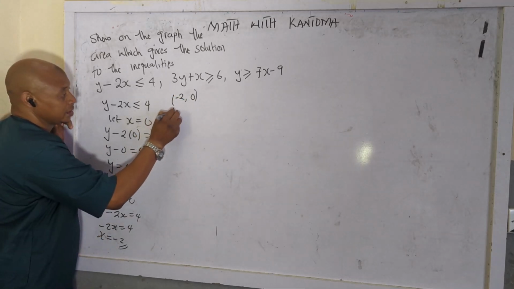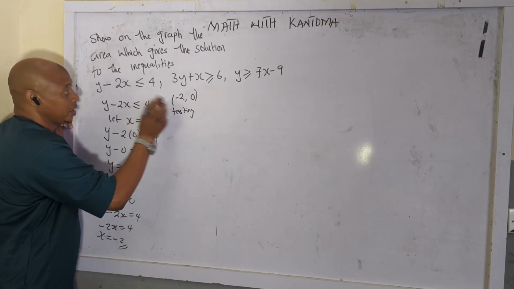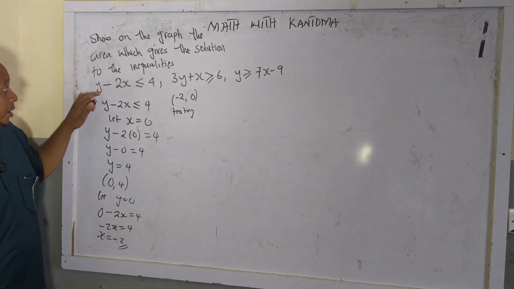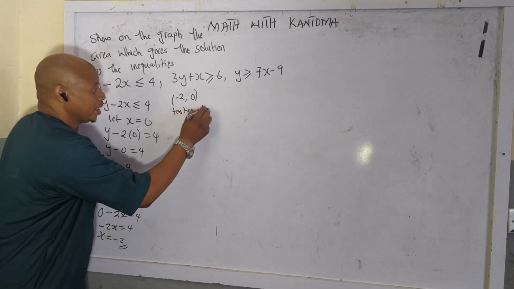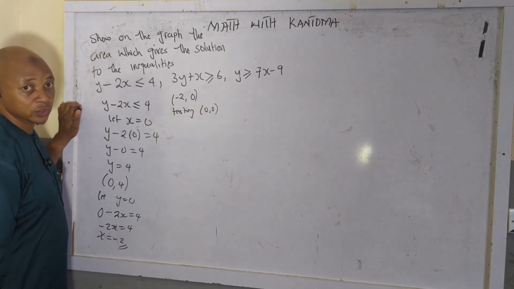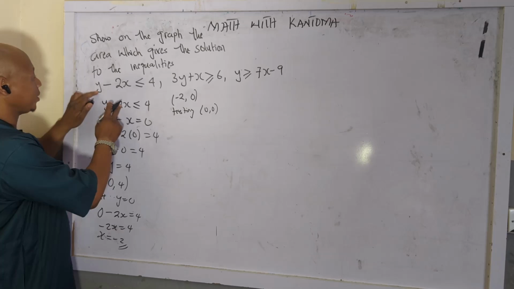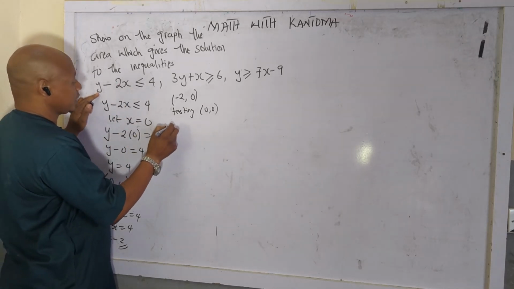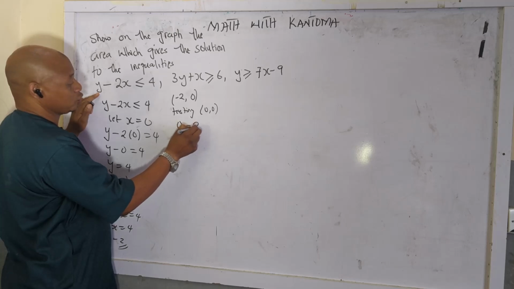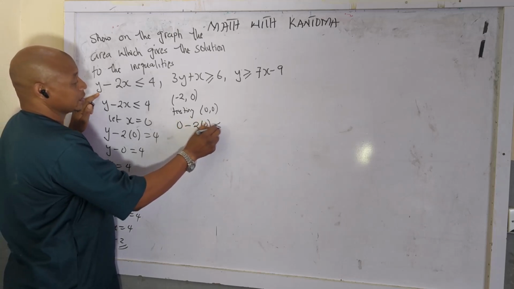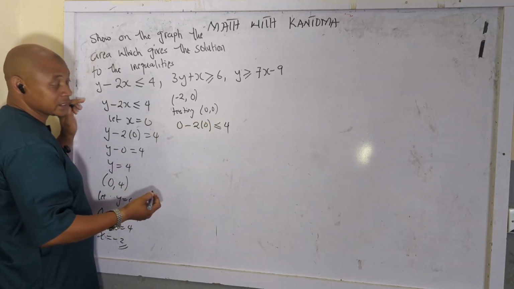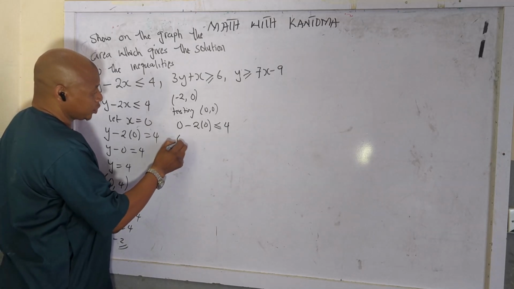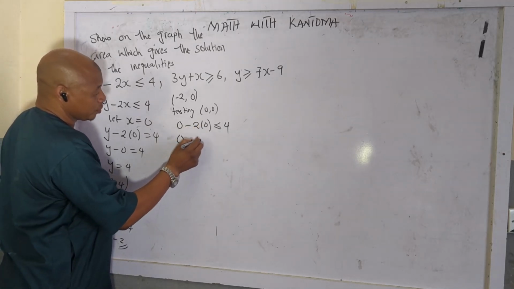So now let's go for testing. Let's test this inequality, whether it is going to satisfy the inequality. At the coordinate 0, 0, when x is 0, y is also 0. Put the corresponding values of y to be 0 and x to be 0 in this inequality. So we have 0 minus 2 times 0 is less than or equal to 4. Is it less than or equal to 4? If it is not, then it is false. 2 times 0 is still 0, and 0 minus 0 is 0.